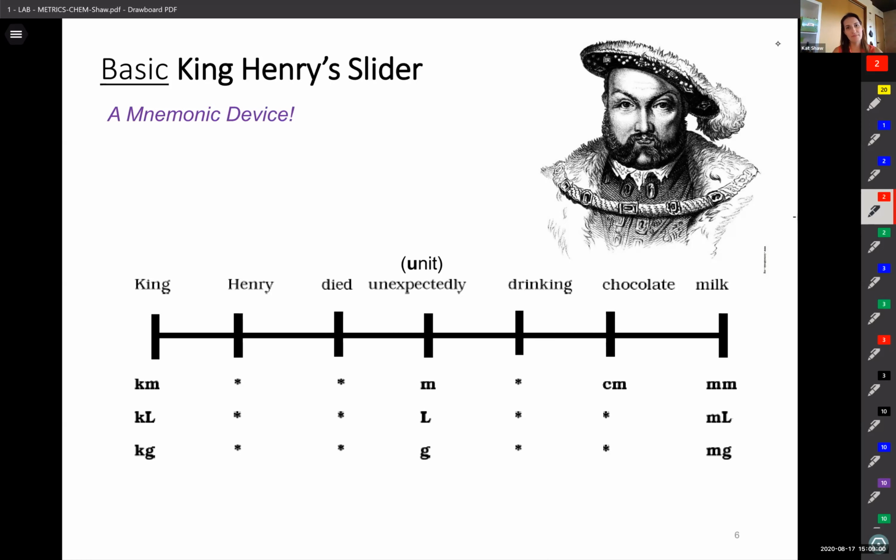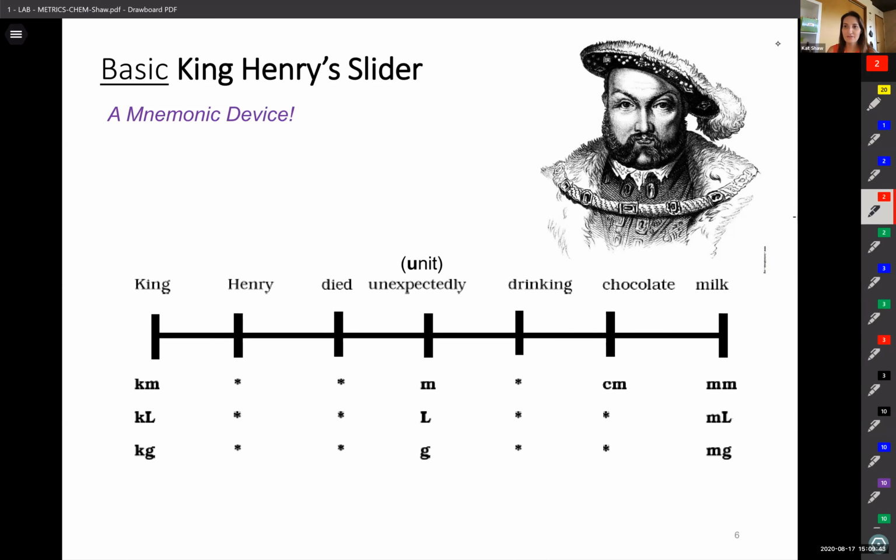And this would be the basic King-Henry slider that I'm showing you here on the screen. And it's a mnemonic device that you use. And if you draw it in this fashion, using each one of the letters to denote your prefixes, and each of these prefixes showing us a magnitude difference of 10 between our prefixes, then we simply know where to move our decimal point instead of doing all of the calculations in order to convert within the metric system. This here is the basic King-Henry slider. It's not useful to us.